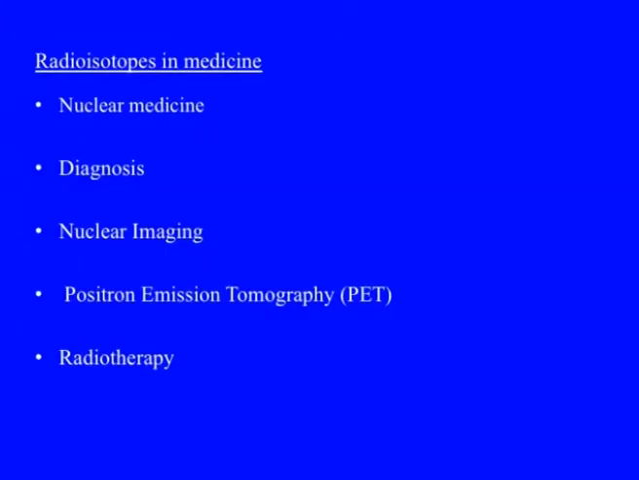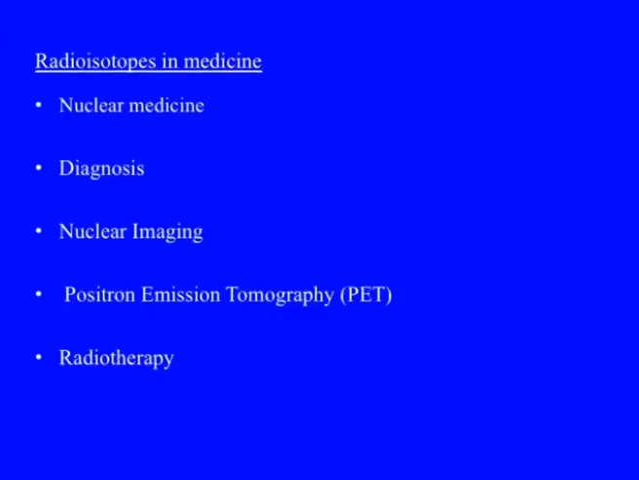Tracer technique is used to study the rate and direction of movement of an element in a plant. Radioisotopes are used in plants for determining the function of fertilizer in different plants and also for reducing the consumption of fertilizers. So, you can see that radioisotopes also have application in the agricultural field. Now, radioisotopes are widely used in the field of medicine.